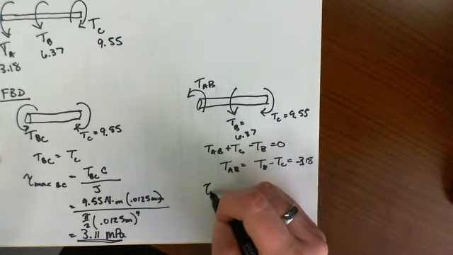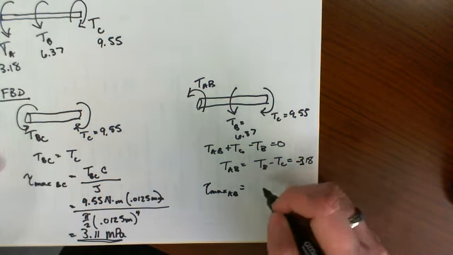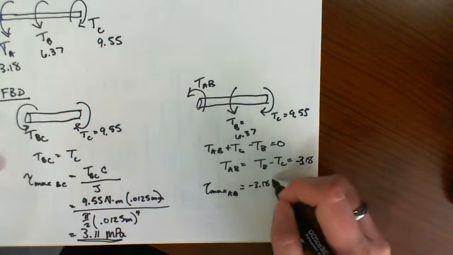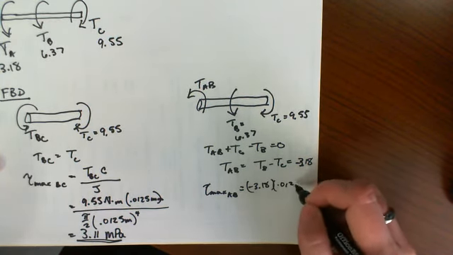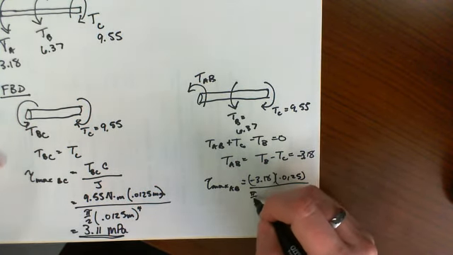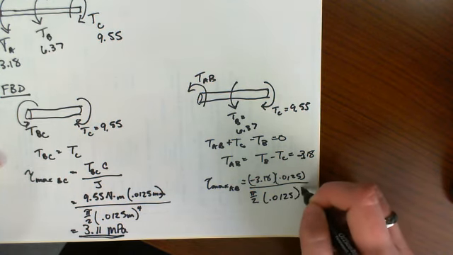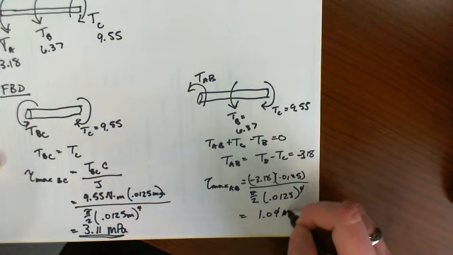So our tau max AB is equal to negative 3.18 times 0.0125, which is the radius of my shaft, over pi over 2 times 0.0125 to the fourth. So my maximum is 1.04 megapascals.